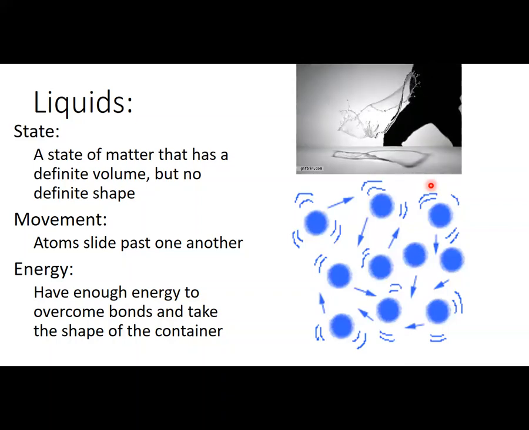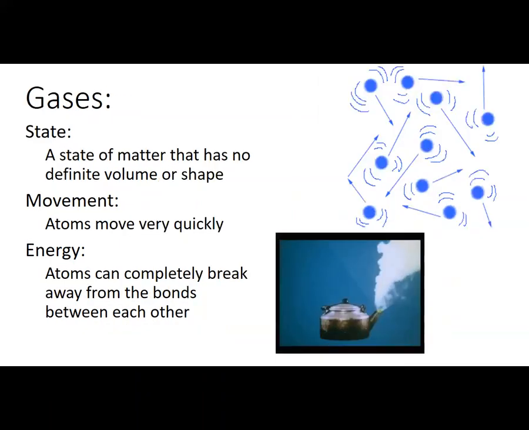Now, what would happen to a liquid if we kept giving it heat, if we kept giving it energy? Well, the atoms would gain more and more energy, and eventually they would gain enough energy where they could break away from each other and evaporate into a gas. So evaporation is where a liquid changes to a gas. What makes a gas a gas? Well, it's defined as a state of matter that has neither a definite volume nor a definite shape. So it's got no set volume and no set shape.